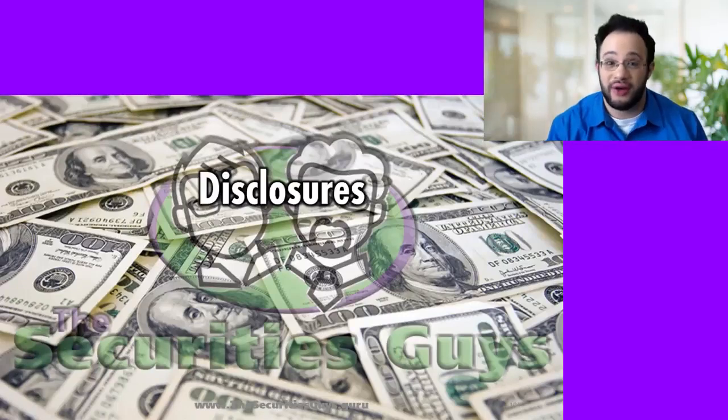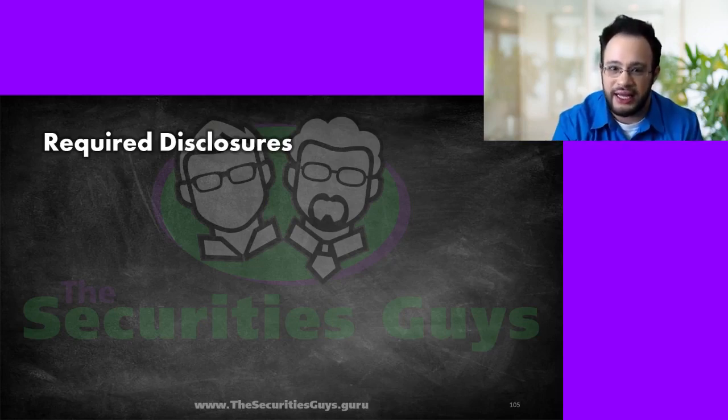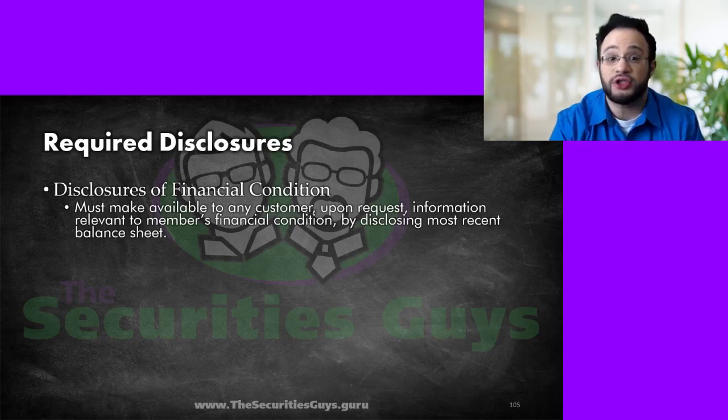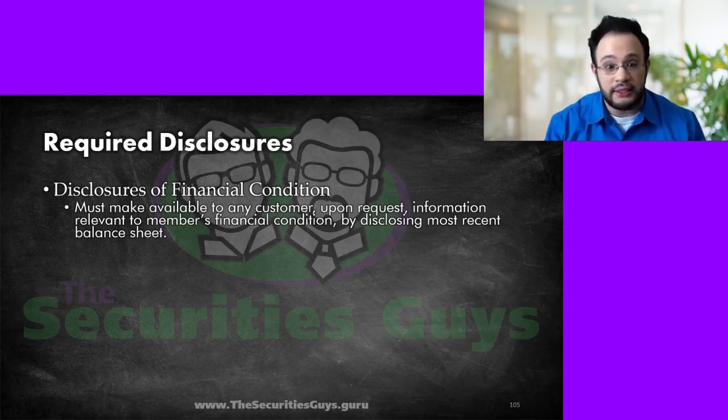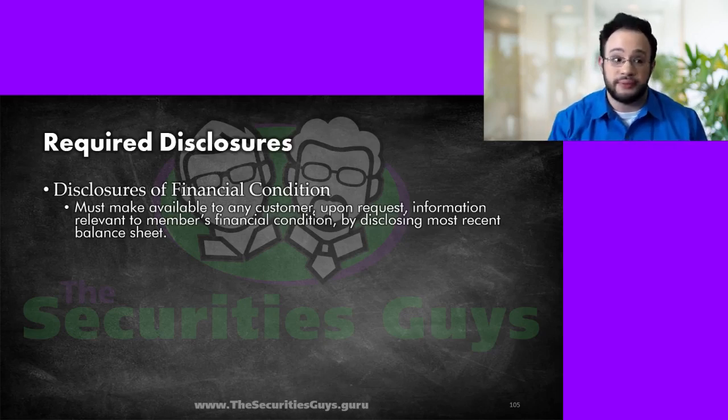Here we are now at the end of Chapter 3 in the last unit on disclosures, and it's a reasonably short unit, so we are almost done with this chapter. The required disclosures that we're going to need to make sure that we let our clients know about are disclosure of financial condition. We must make available to any customer, any client, upon their request, information relevant to the member's financial condition, generally by disclosing the most recent balance sheet.